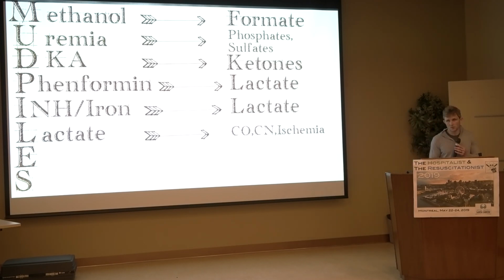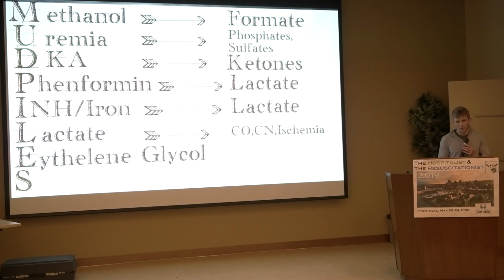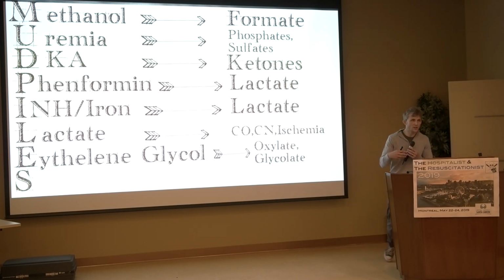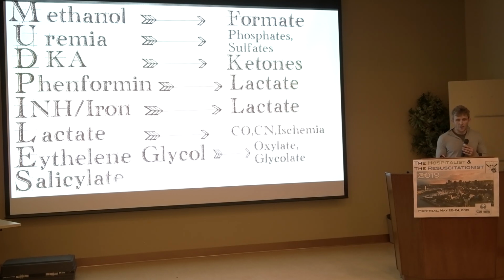What's E? E is ethylene glycol, right? And what's the anion in ethylene glycol? So it's oxalate and glycolate, right? So oxalate are the ones that bind with your calcium, causing calcium oxalate crystals. That's what deposits in your kidneys and deposits in your brain, causing seizures, deposits in your heart, and you tend to die with it, right? And S is salicylates, and what's the anion in salicylates?